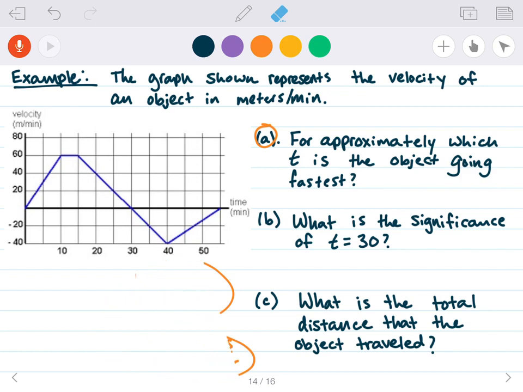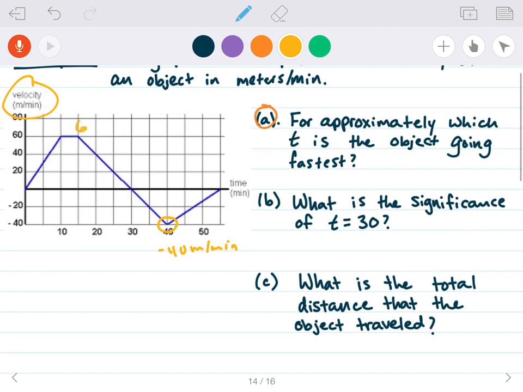So let's go back to this question. What time is the object going fastest? This is the velocity graph, so we want to see where velocity is highest. Now, on your homework, for the graph, we wanted to take into account the negative as well, because here, this is negative 40 meters per minute, and this reaches a max height of 60 meters per minute.